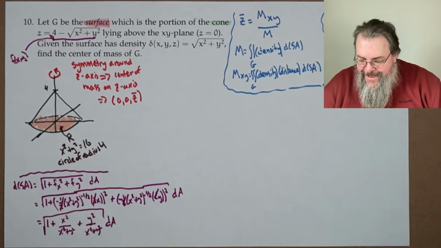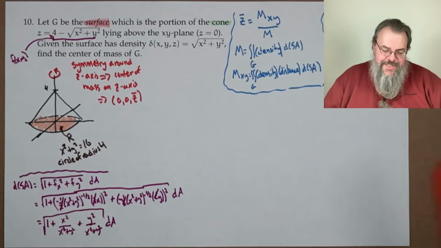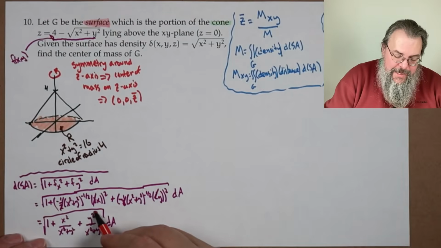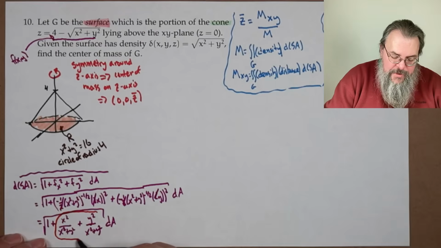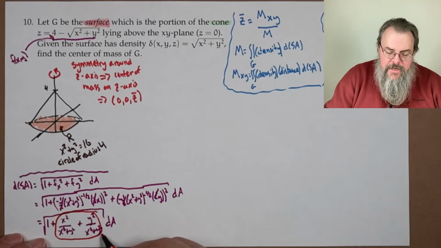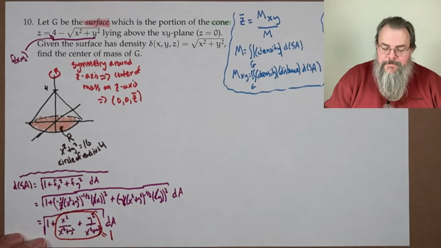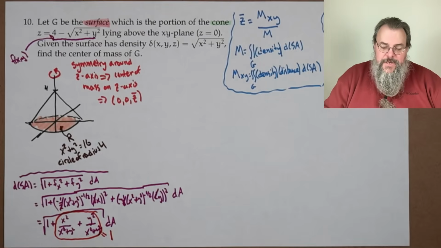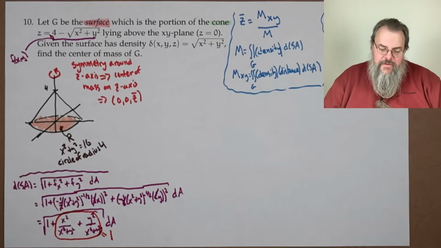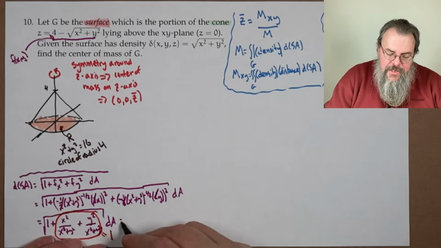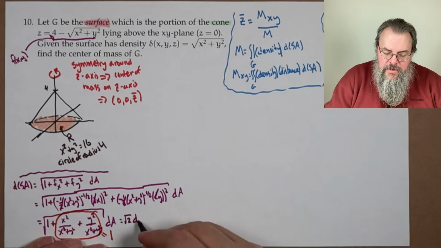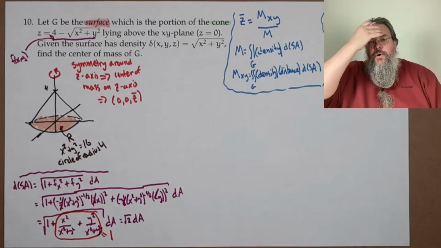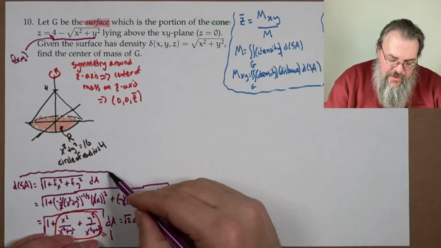Now, our great aha is upon us. X squared over x squared plus y squared, plus y squared over x squared plus y squared, equals 1, because you can add the numerators. So you really have 1 plus 1, which makes this a grand total of square root of 2. Whew.